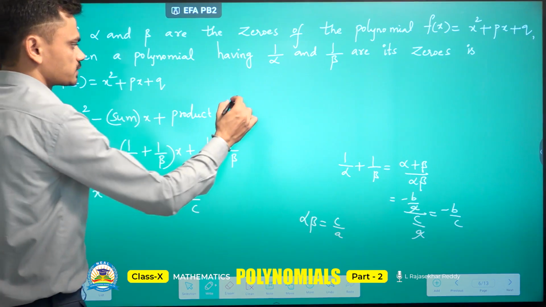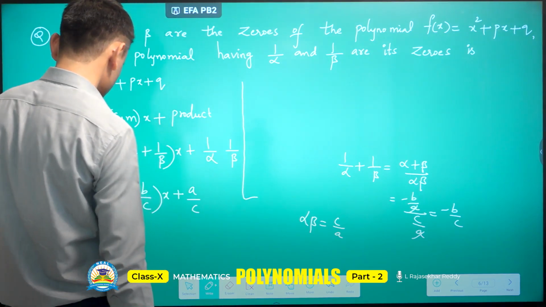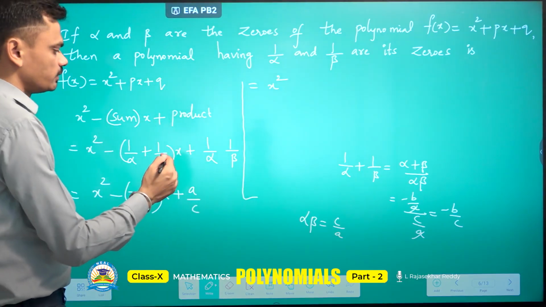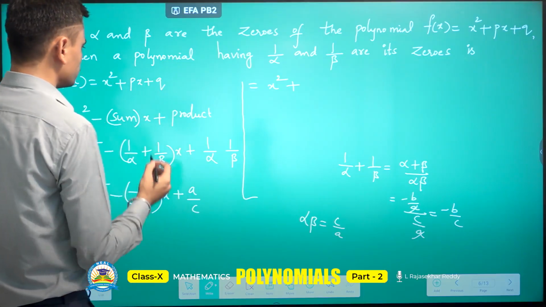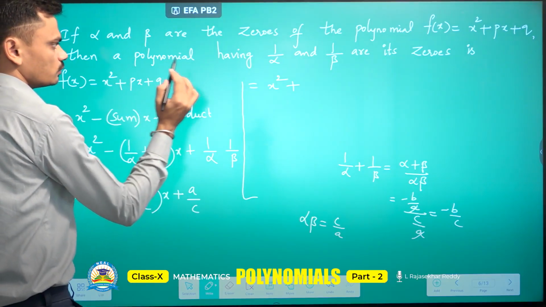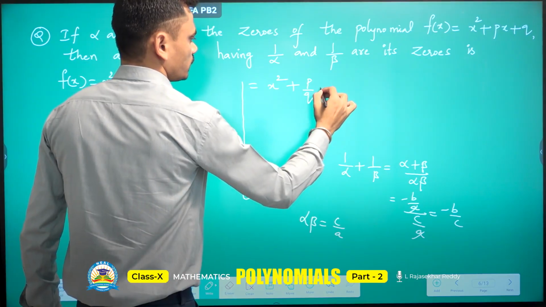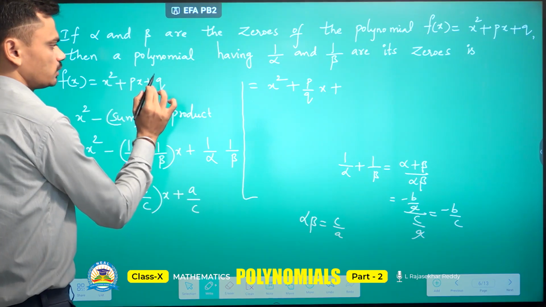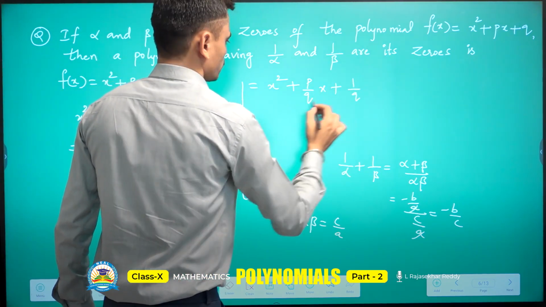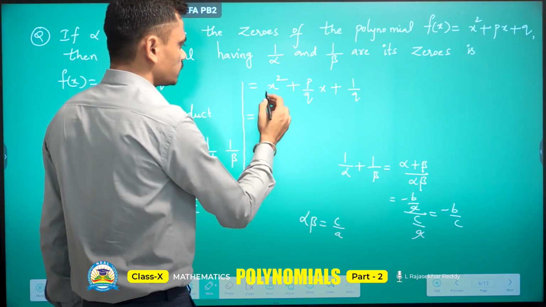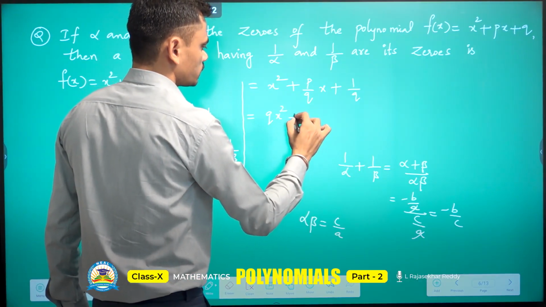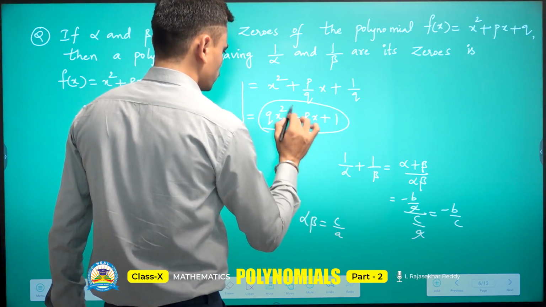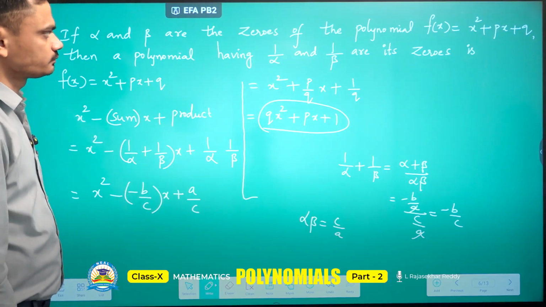Okay. Next, you can substitute here: x square minus, into minus it will be plus, b by c is p by q, into x plus a by c, which is 1 by q. Now here there is denominator q, cancel that: q x square plus px plus 1. So this is the required answer. Okay.